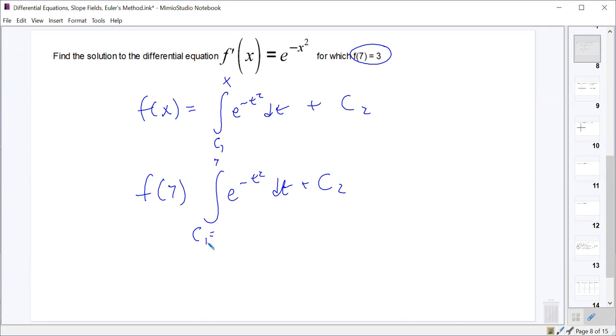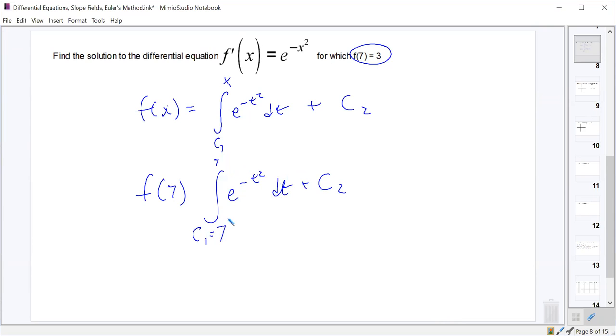What's the only value I can put down here that makes it possible for me to evaluate this integral? I'm not going to integrate it. I just need to be able to evaluate it. Exactly, Alice. We need that lower limit to be 7. So if constant 1 is 7, then the integral from 7 to 7 of any function is just 0.